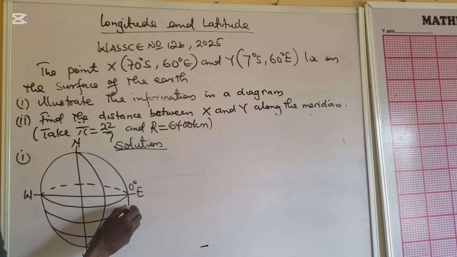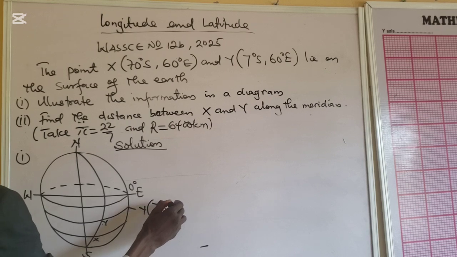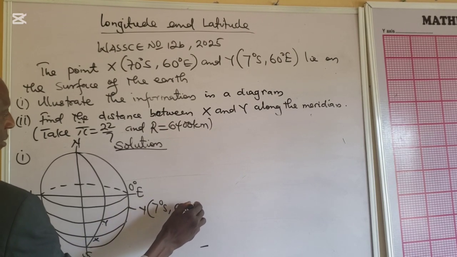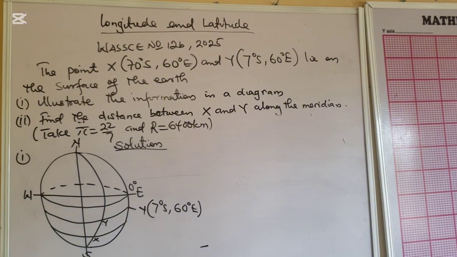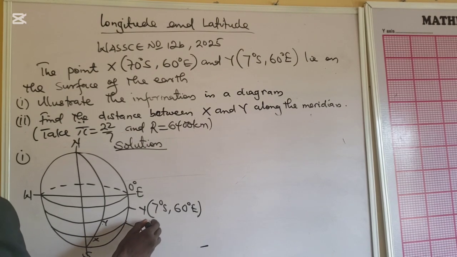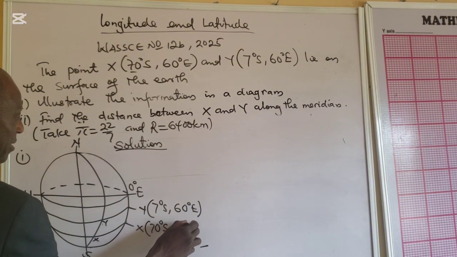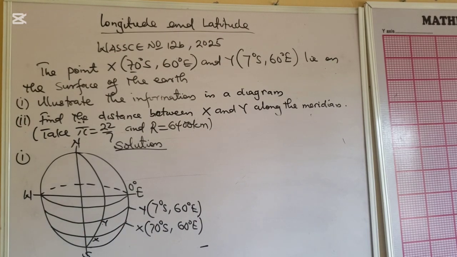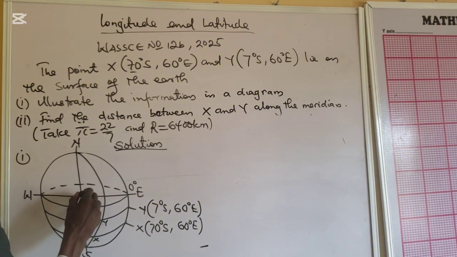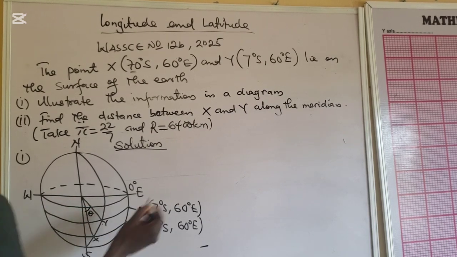Here is Y, 7 degrees south and 60 degrees east. Here is X, 70 degrees south and 60 degrees east. So we draw from the equator to point X and to point Y respectively. This is the angular distance.